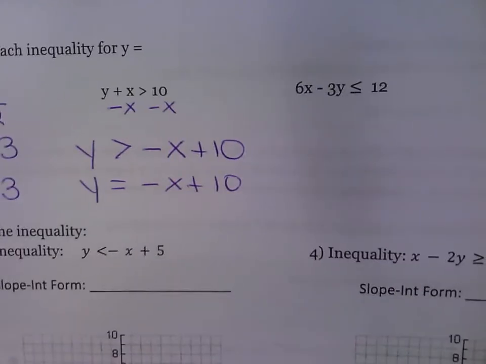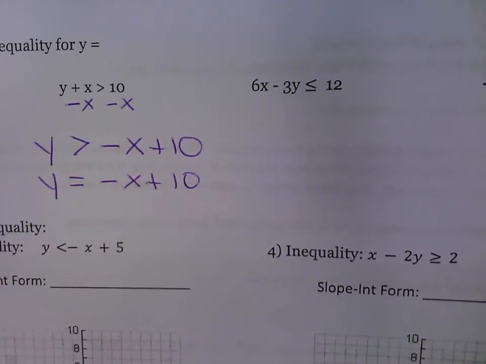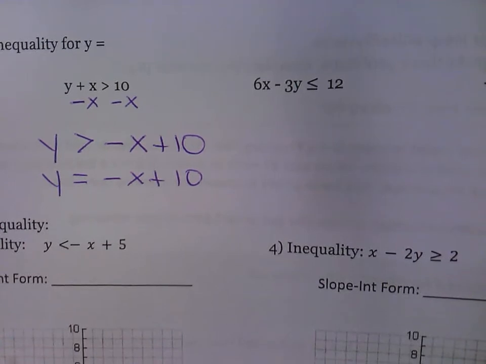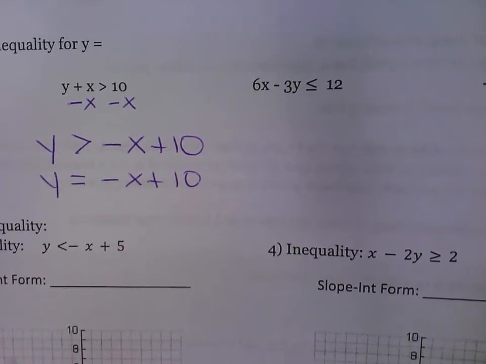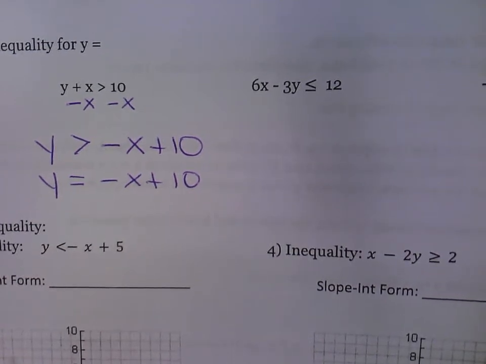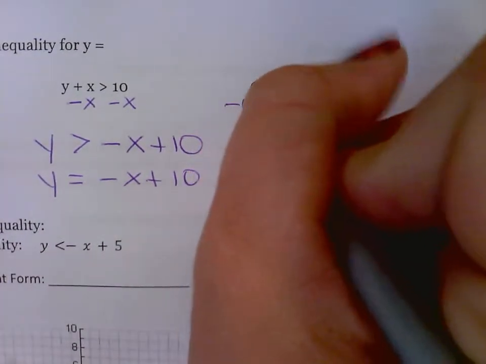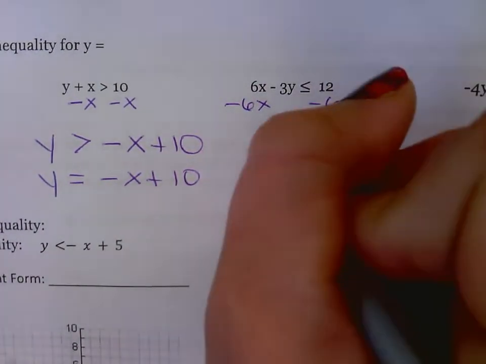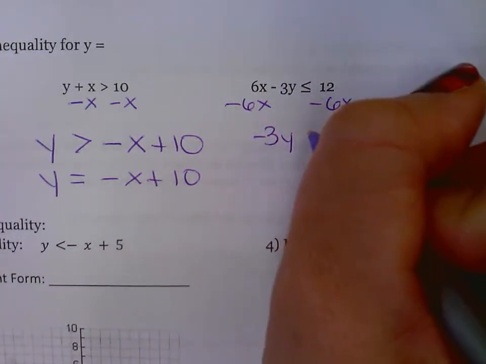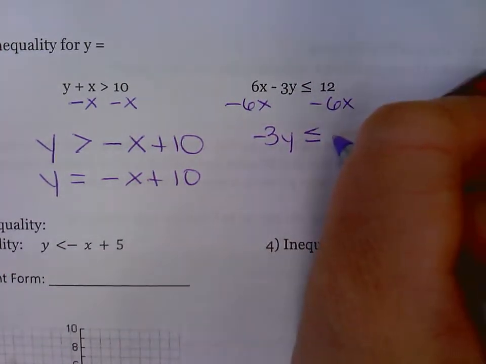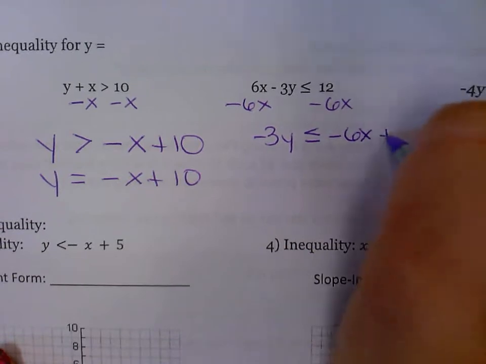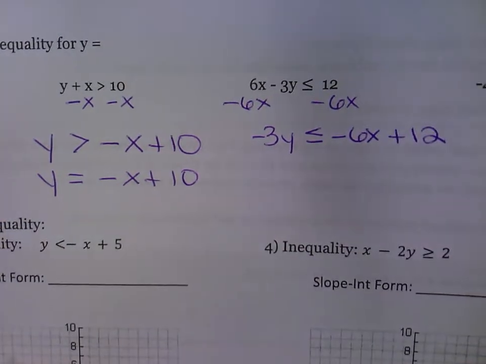All right, getting a little bit harder. What would I do on this next example to get y by itself? A couple different routes we could go here. Subtract which one? Subtract the 6x, that's what I would do too, to the other side. So I have negative 3y is less than or equal to negative 6x plus 12. That's all I have to do so far.